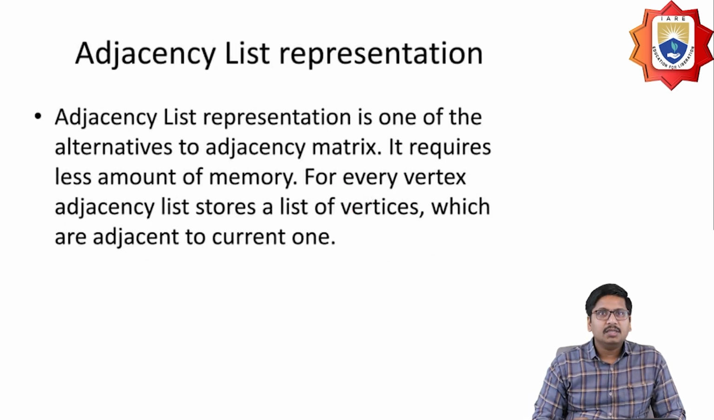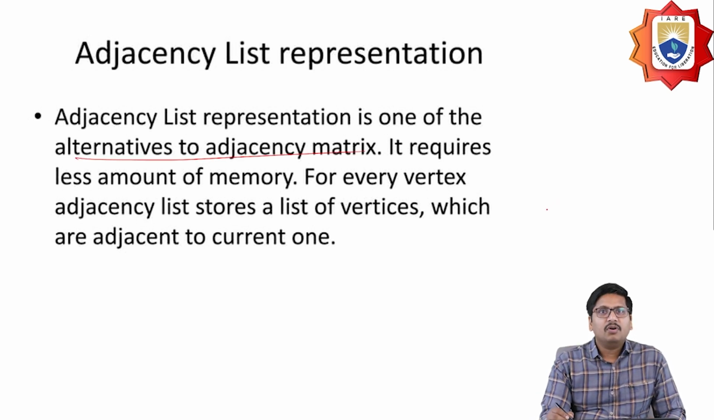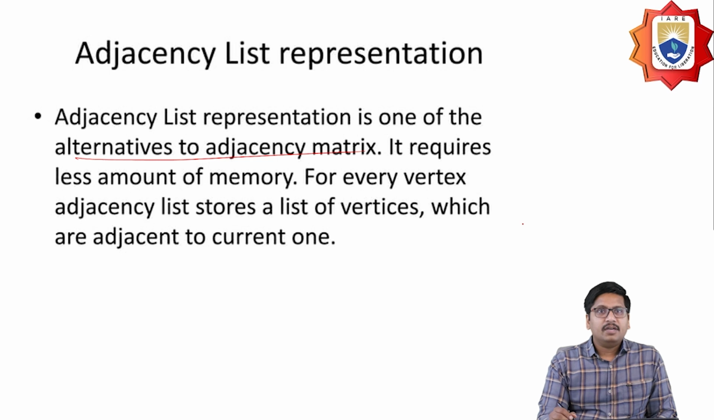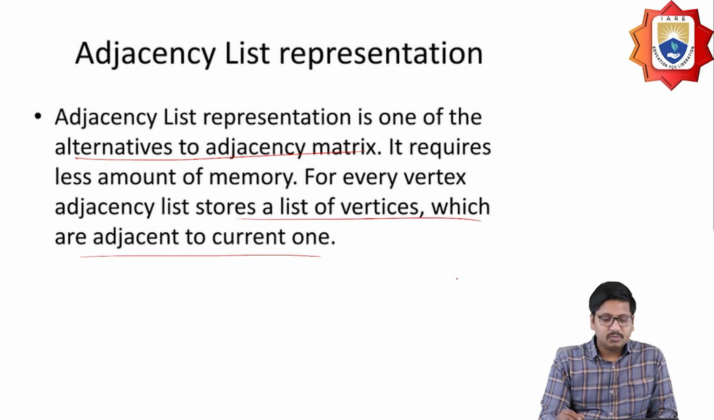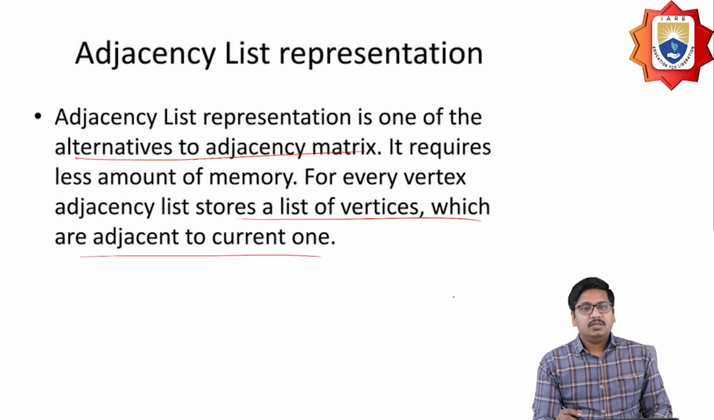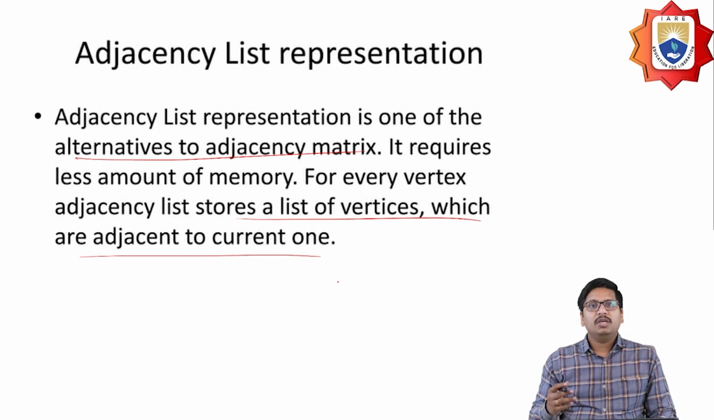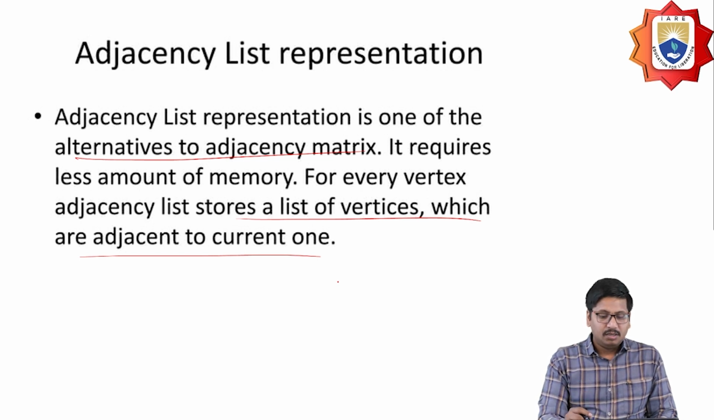And next is the adjacency list representation. This adjacency list representation is one of the alternatives to the adjacency matrix, and it requires less memory. For every vertex, the adjacency list is going to store the list of vertices which are adjacent to it. So why? Because it requires less memory, and for every vertex, the adjacency list is going to store a set of vertices.